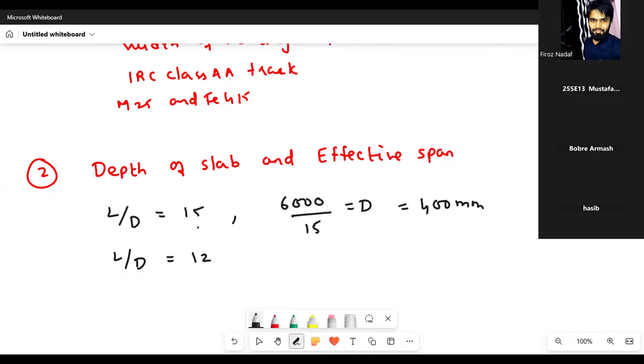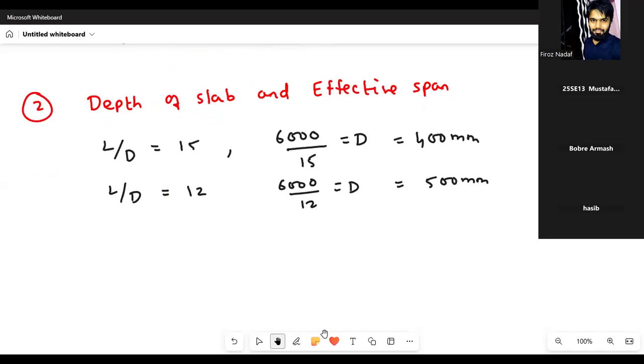And see it can be between 12 and 15. L by D can be between 12 and 15. And from that you need to get the overall depth of the slab. Okay. Here it is 6000 divided by 12 equal to capital D, and you're getting it as 500 mm. So this is one approximate method by which you can find the depth of the slab, depth of the bridge, we can say.